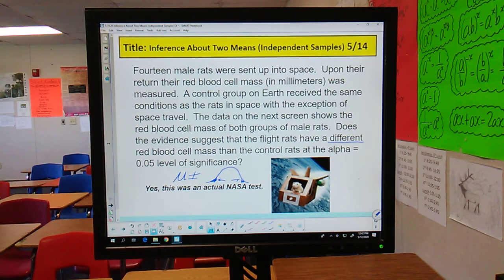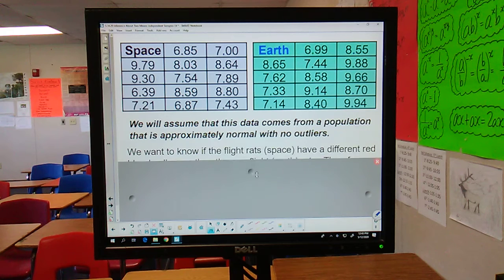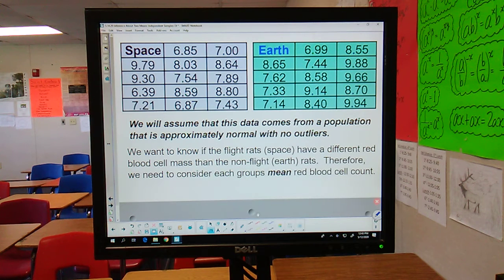By the way, when I said we saw this, we're now applying this question to a different problem here, of course. But we will assume that this data comes from a population that is approximately normal with no outliers. Yesterday in the lesson, we did one where we didn't assume that, and we ran a little test on it. And we want to know if the flight rats, the ones in space, have a different red blood cell mass than the non-flight, the Earth rats.